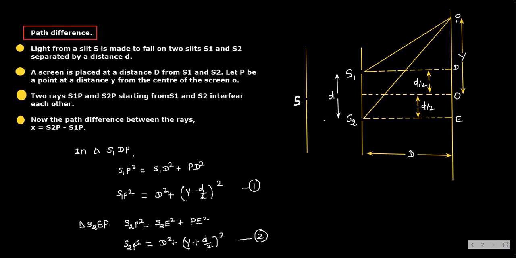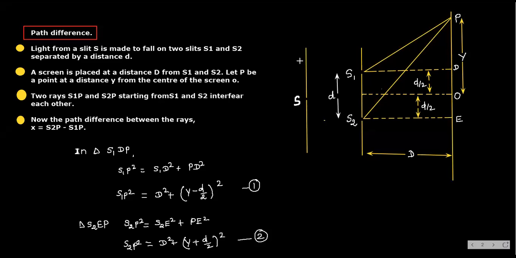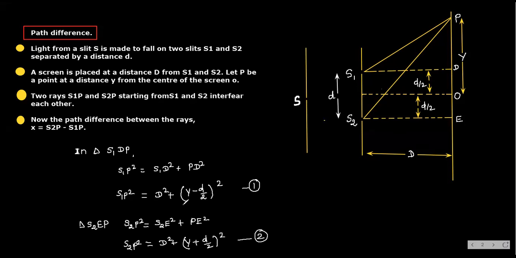Right? Now let's move ahead. So we got these two equations, that is S1P square is equal to D square plus y minus d by 2 whole square, and S2P square is equal to D square plus y plus d by 2 whole square. Okay, now let's move ahead.